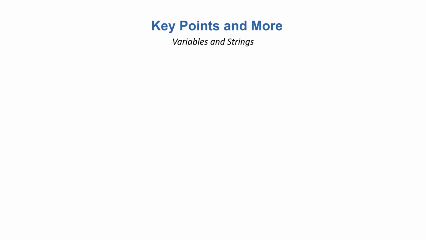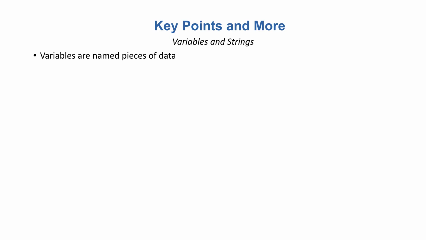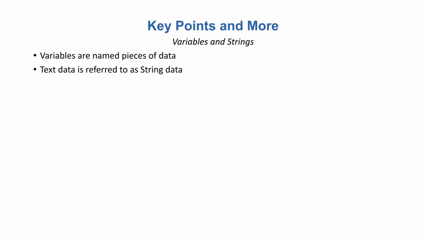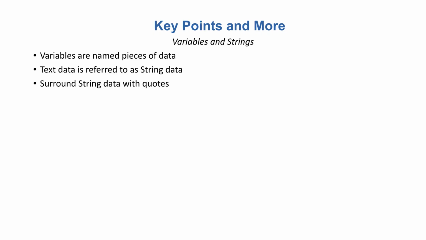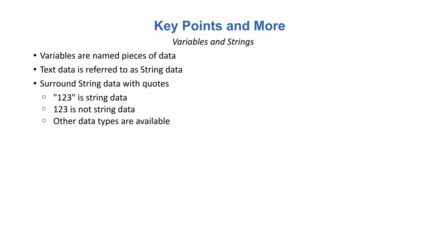Key points and more. Variables and strings. Variables are pieces of data to which you give a name. Text data is referred to as string data. String data is always typed as text surrounded by quotes. For example, 1, 2, 3 surrounded by quotes is string data. 1, 2, 3 without quotes is not string data. It is numerical data. We'll cover other data types in other games.